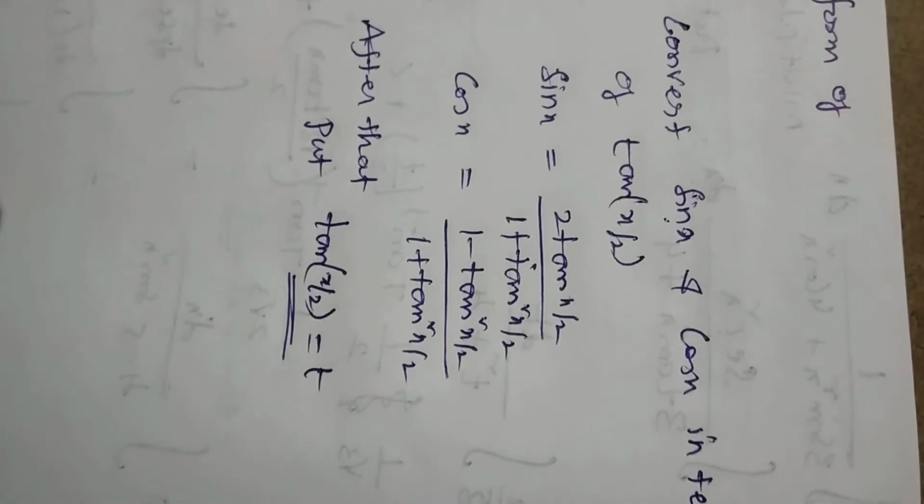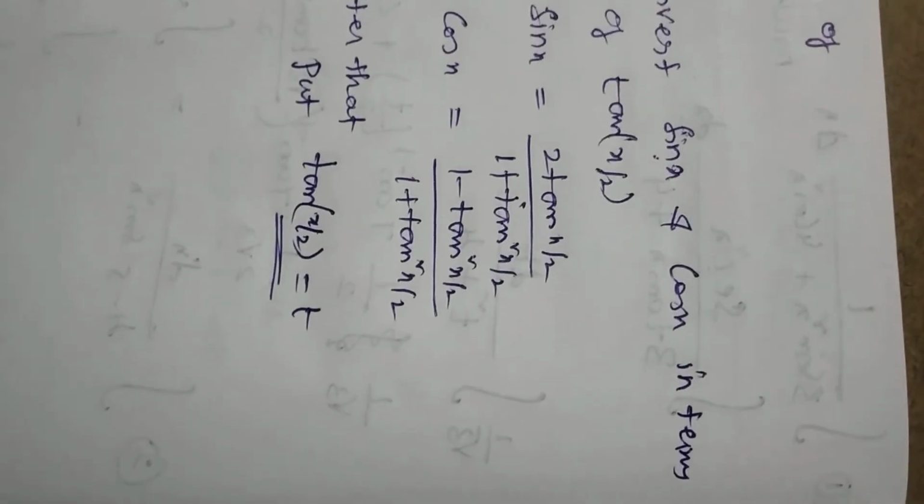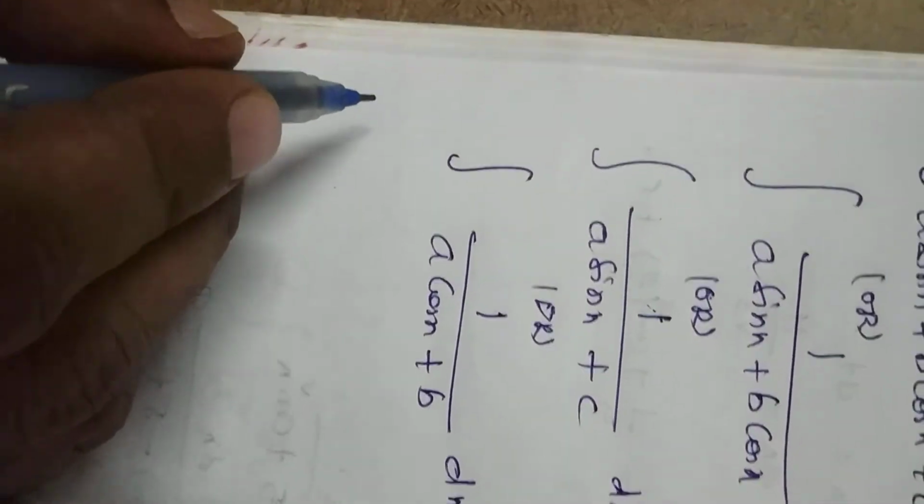There in the first method we multiply and divide with secant square x first. Then after that we will put tan x is equal to t. So here what you have to do, first convert this sin x and cos x in terms of tan x by 2 by using these 2 formulas. Then after that put tan x by 2 is equal to t. So in this also let us look at some examples.